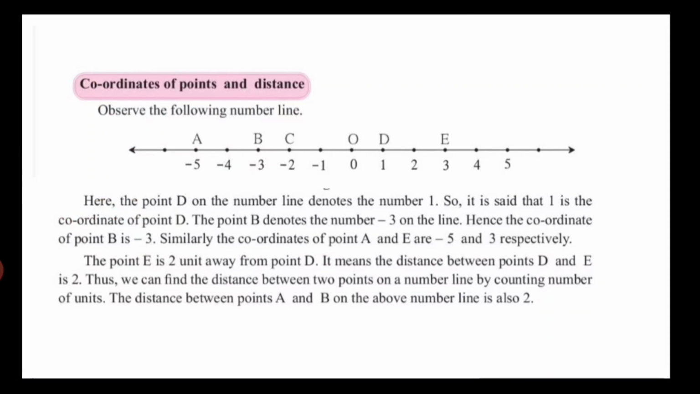Just observe the following number line. We all have learned the number line in our 7th and 8th standard. We all know as we go on the right hand side on the number line, the number goes on increasing, and when we go on the left hand side, the number goes on decreasing. So all the negative numbers are smaller than 0, and positive numbers are greater than 0 and negative numbers.